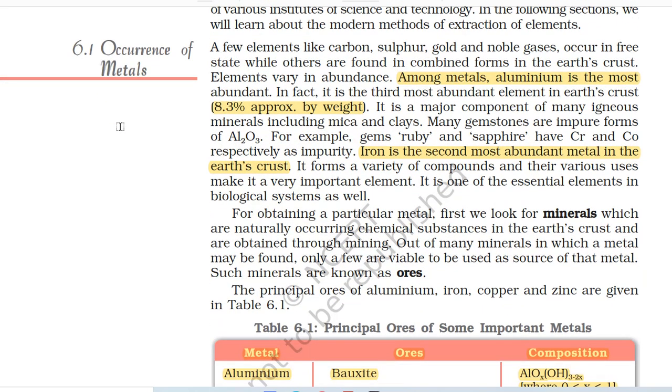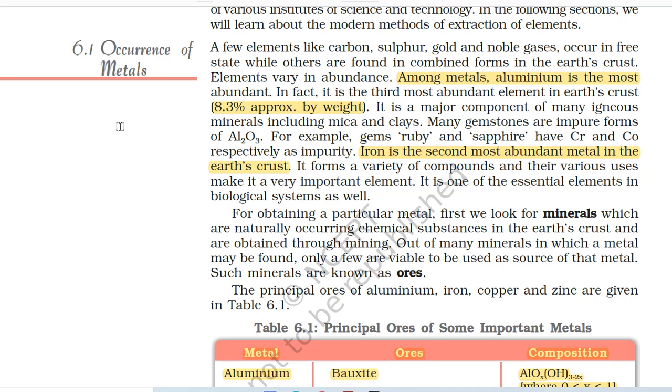6.1 Occurrence of Metals. A few elements like carbon, sulfur, gold and noble gases occur in free state, while others are found in combined forms in the Earth's crust. Elements vary in abundance. Among metals, aluminium is the most abundant. In fact, it is the third most abundant element in Earth's crust (approximately 8.3% by weight).